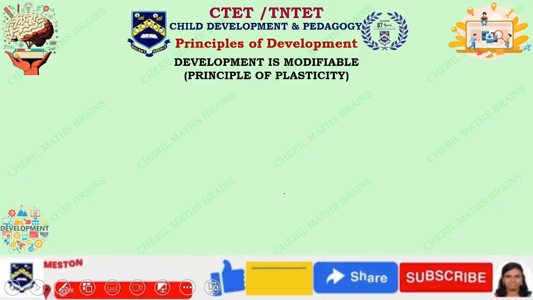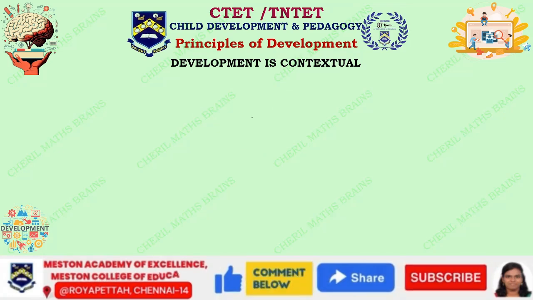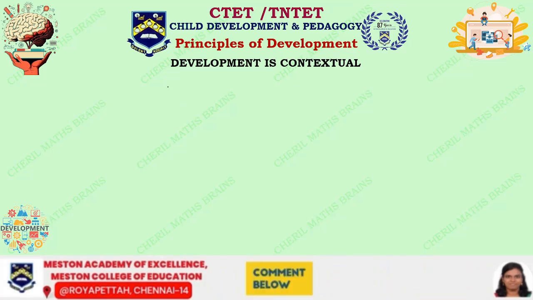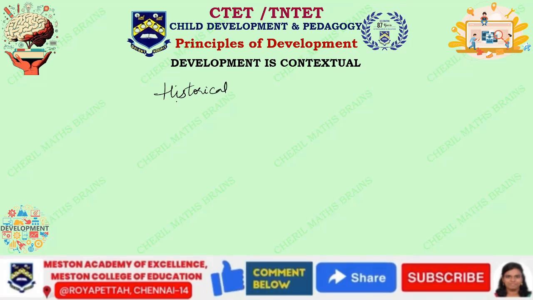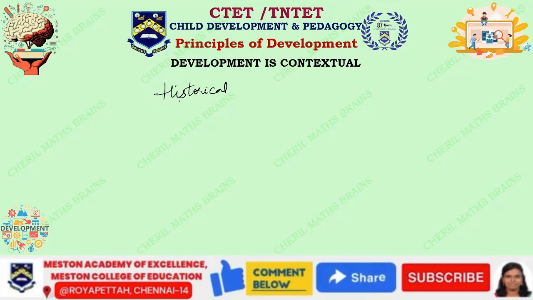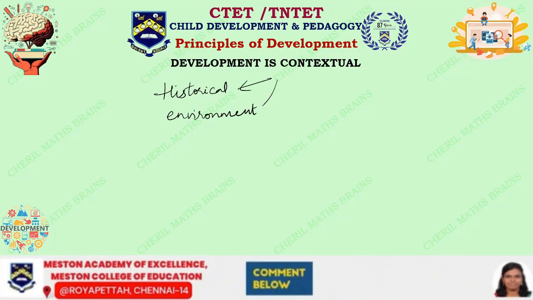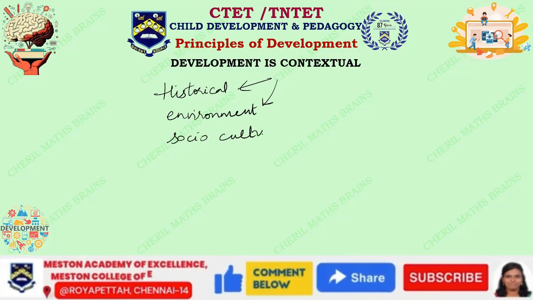Okay, the next one is contextual. Development is going to be contextual in the sense of different factors like historical factors. Development, we say, is going to be psychological, social, emotional. So it is going to be based on the environment. The context is with respect to historical, environmental or socio-cultural factors. So depending on that, development is going to change.